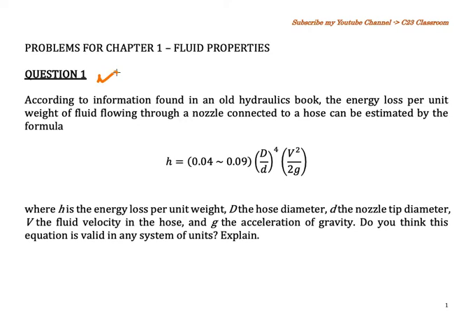According to information found in an old hydraulic book, the energy loss per unit weight of fluid flowing through a nozzle connected to a hose can be estimated by the formula as shown here, where H is the energy loss per unit weight, D is the hose diameter, small d is the nozzle tip diameter, V the fluid velocity in the hose, and g is the acceleration of gravity. Do you think this equation is valid in any system of units? So please explain your answer here.